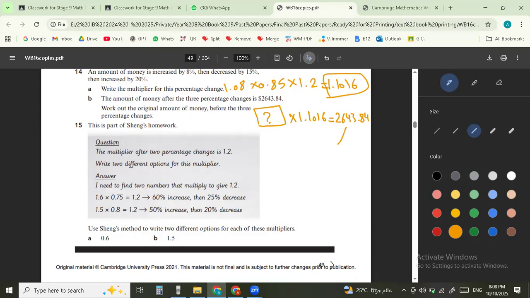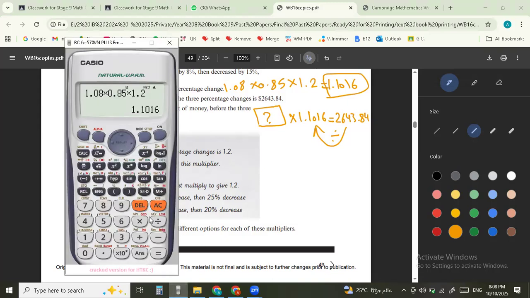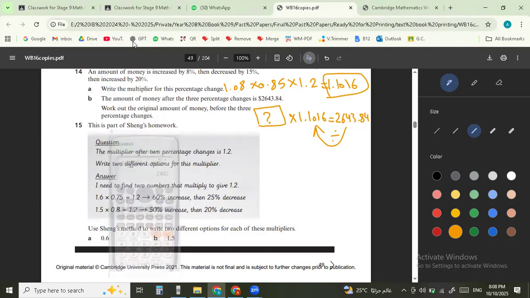Very easy, mister. We're going to do this divided by this. So it is going to be 2,643.84 divided by 1.1016 equals 2,400. The original amount is 2,400. Repeat this part again. If you feel confused, repeat the answer to this question again and it will start making more sense.